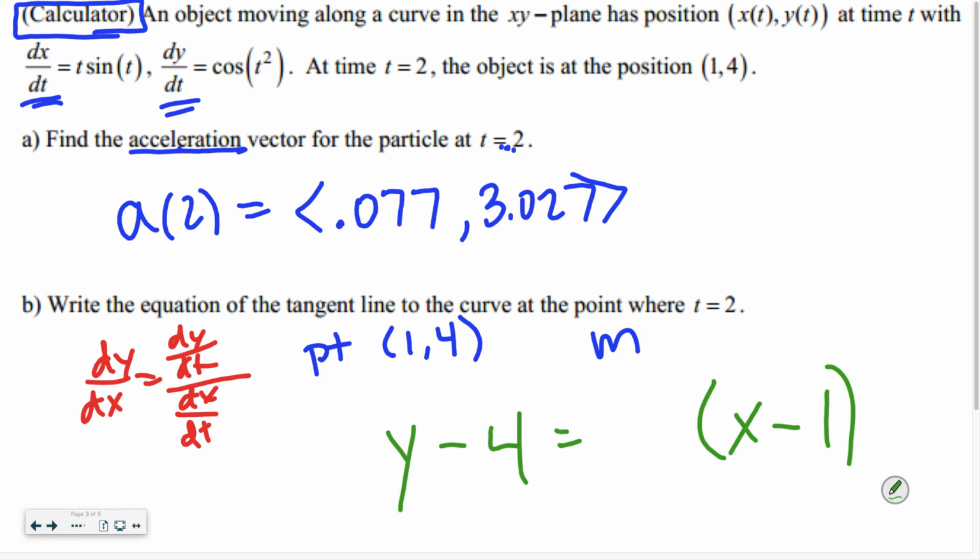Okay, Nick, what's our slope? Negative 0.359. Yeah, that's right. You got it.